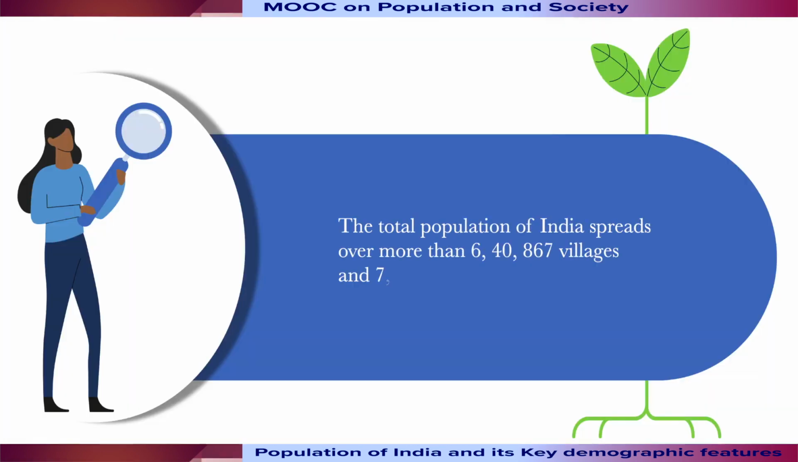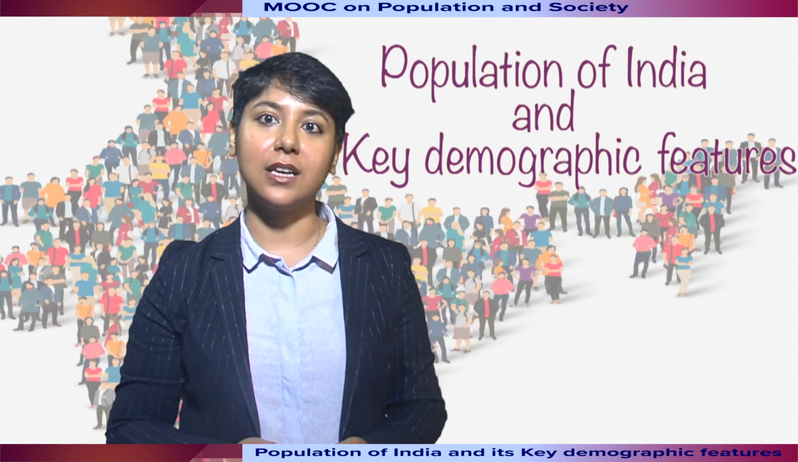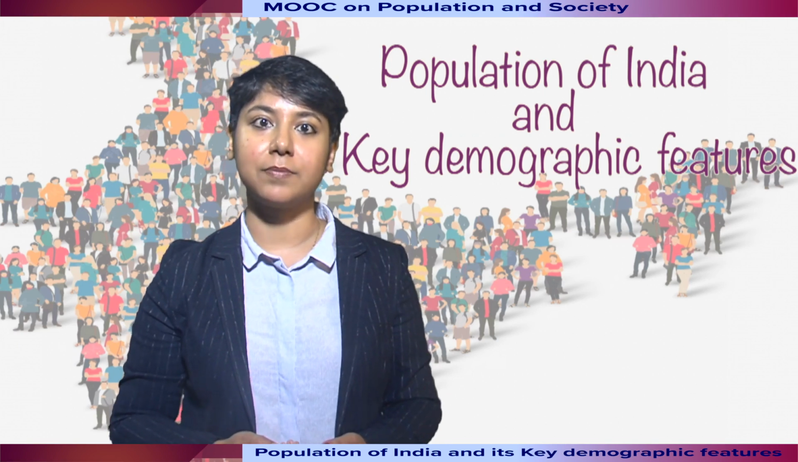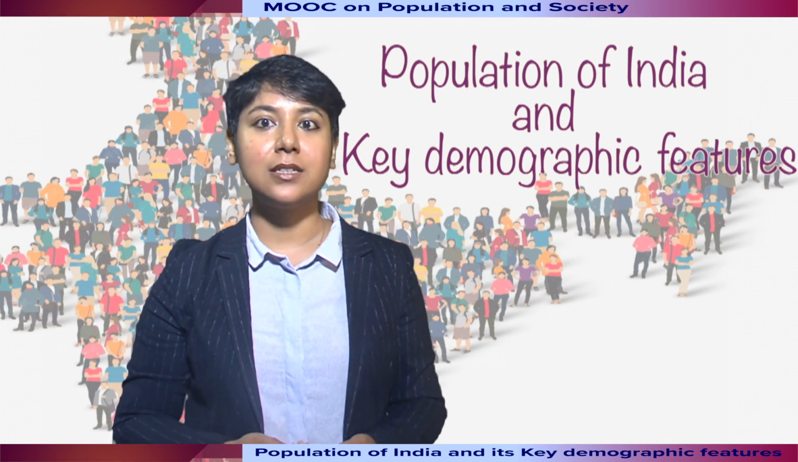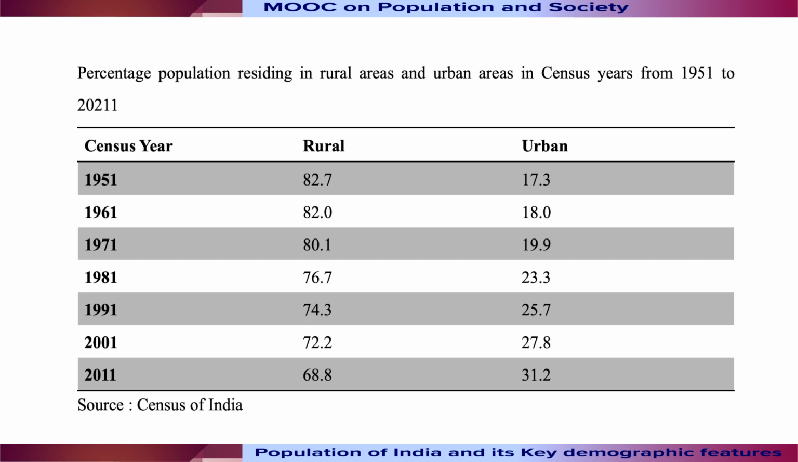The total population of India spreads over 6,40,867 villages, and therefore the country is rightly called the land of villages. But the proportion of rural population has been decreasing in the successive census reports. The proportion of urban population to total population has been increasing slowly but steadily. This growth in urban population is significantly higher at 31.8% compared to the rural population, which is only growing at the rate of 12.18% during the period between the 2001 and 2011 census.